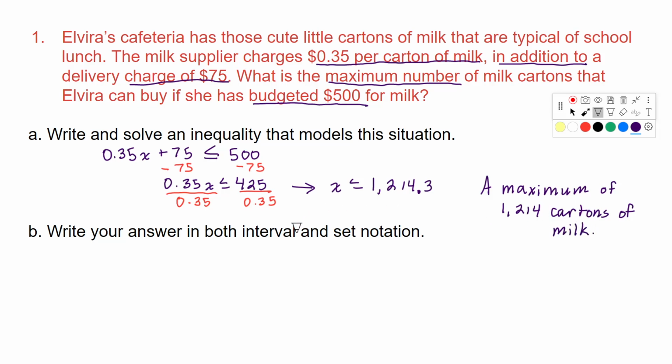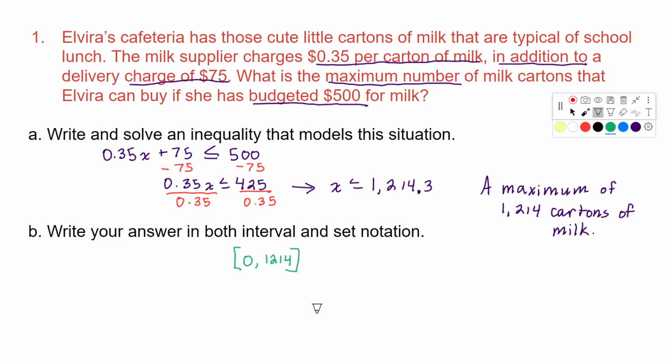Now, we're being asked to write our solution in both interval and set notation. Interval notation is the values that we could actually use. So it's possible that she doesn't need to order any milk, so we can include 0. But considering it's cartons of milk, we can't use any negative values. So the interval is going to start at 0, and the maximum is going to be 1,214. I put square brackets on each end because she could purchase no milk, or she could purchase 1,214 cartons, or somewhere in between.